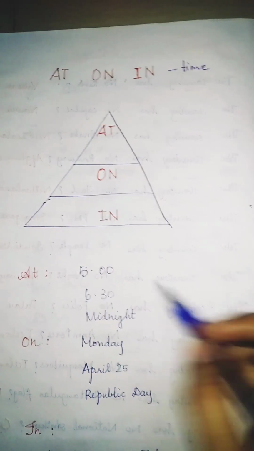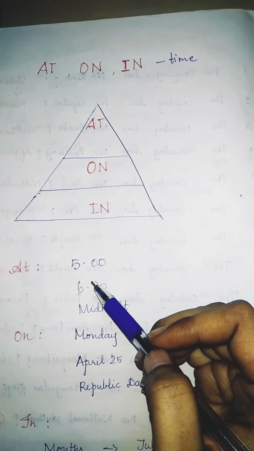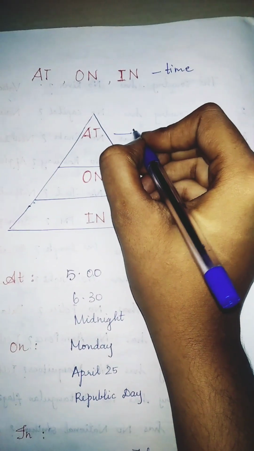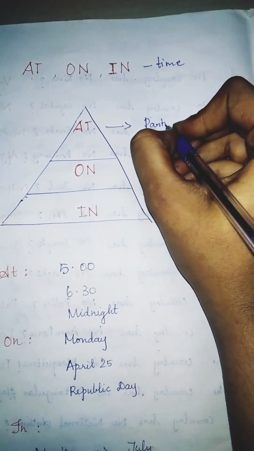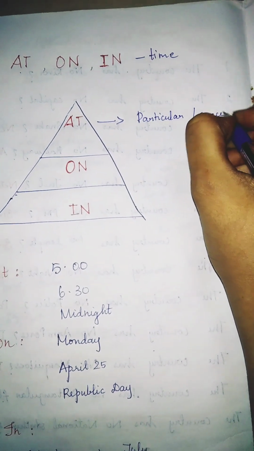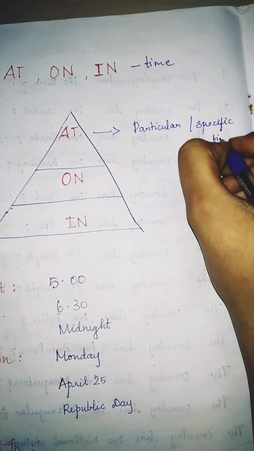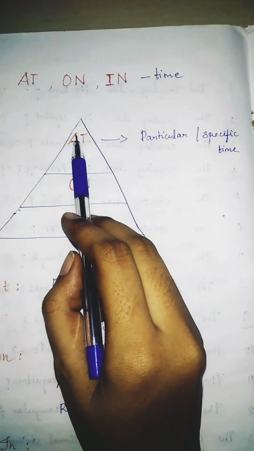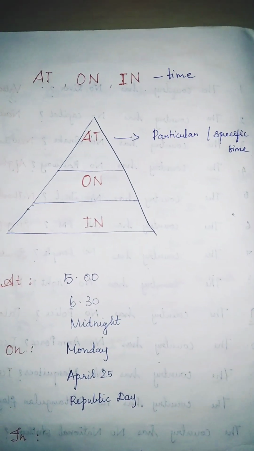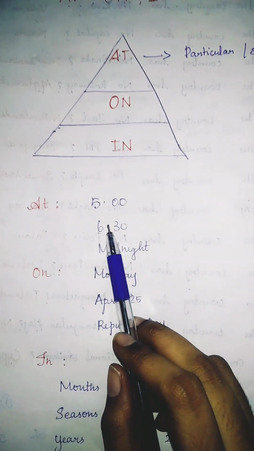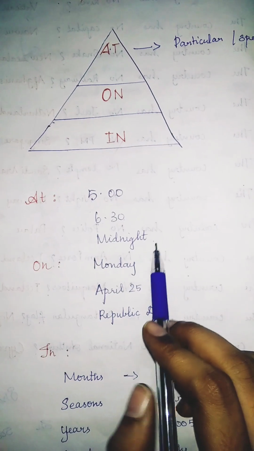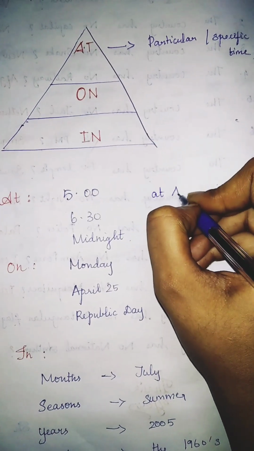First, see this triangle, an upward triangle. At the topmost position, at is there, which means we have to use at for a very particular or specific time. At for a particular or specific time. For example, at 5 o'clock, at 6:30, at midnight, at afternoon.